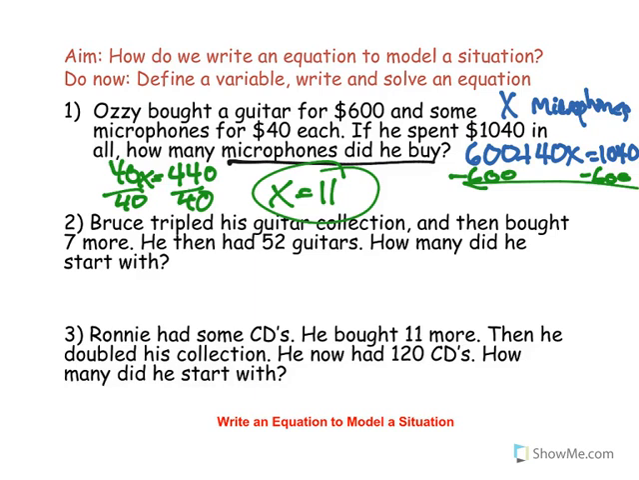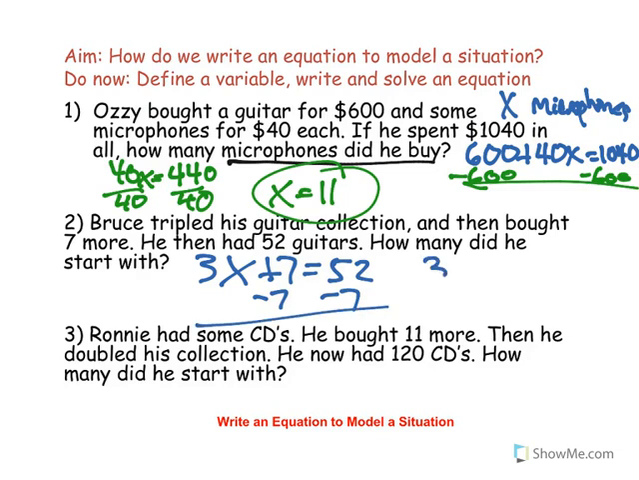Number 2, Bruce tripled his guitar collection and then bought 7 more. So we're going to say, how many did he start with? So we're going to say X is the number of guitars he started with, right? That's our let statement. So what happens at the beginning? Okay, let's start from the basics. He's got X guitars. Now what happens? He triples his collection. Okay, now I've got 3X guitars. I have 3 times what I started with when I started with X. Now I bought 7 more, and now I have 52. So 3X plus 7 equals 52, which gives me 3X equals 45, which gives me X is 15.